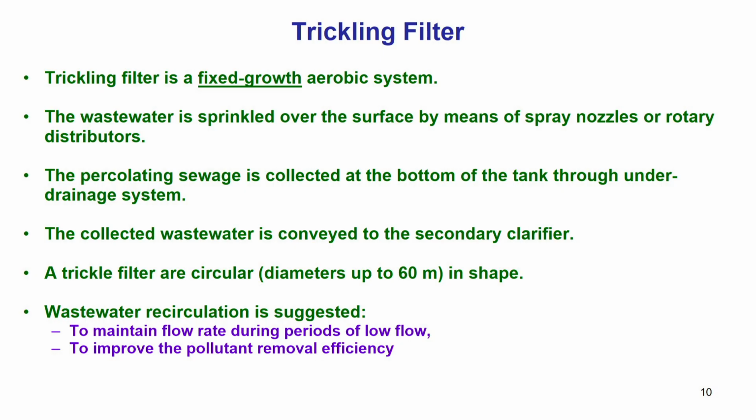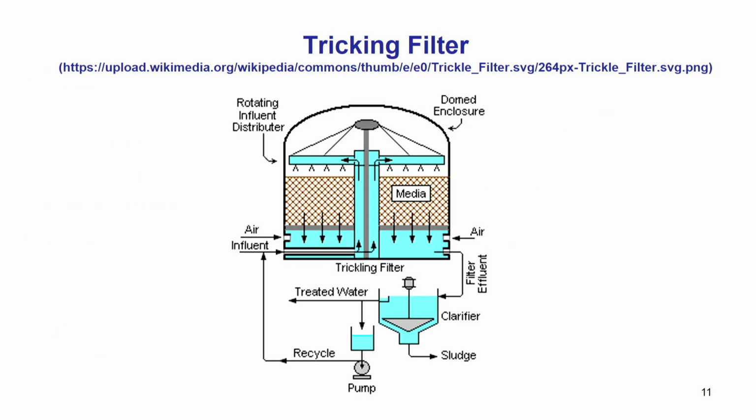Water is sprinkled over the surface by means of spray nozzles or rotary distributors, and percolating sewage is collected at the bottom of the tank through an underdrainage system, and then the collected wastewater is conveyed to the secondary clarifier. The trickling filters are circular in cross section, and their diameter may be up to 60 meters. So it's quite large, but it can widely vary. And wastewater recirculation is done to maintain flow rate during periods of low flow and to improve pollutant removal efficiency.